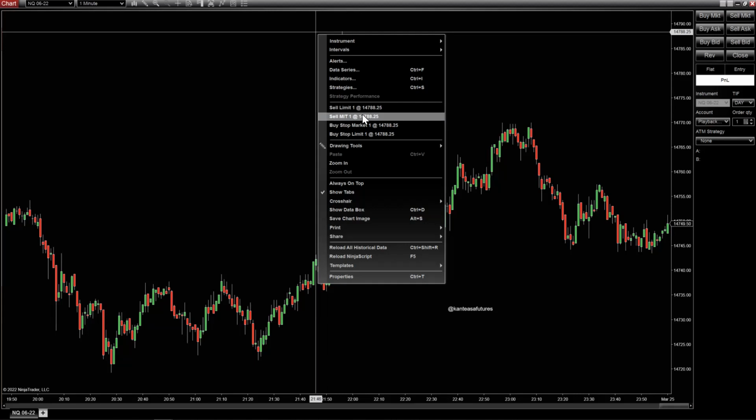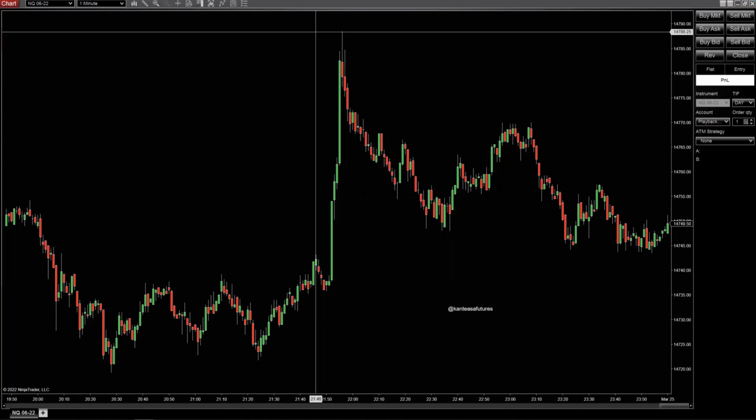So those are some key points that you want to remember. The limit is the minimum and maximum you are willing to complete the transaction, and market orders tend to have a higher chance of being executed. So keep those things in mind.